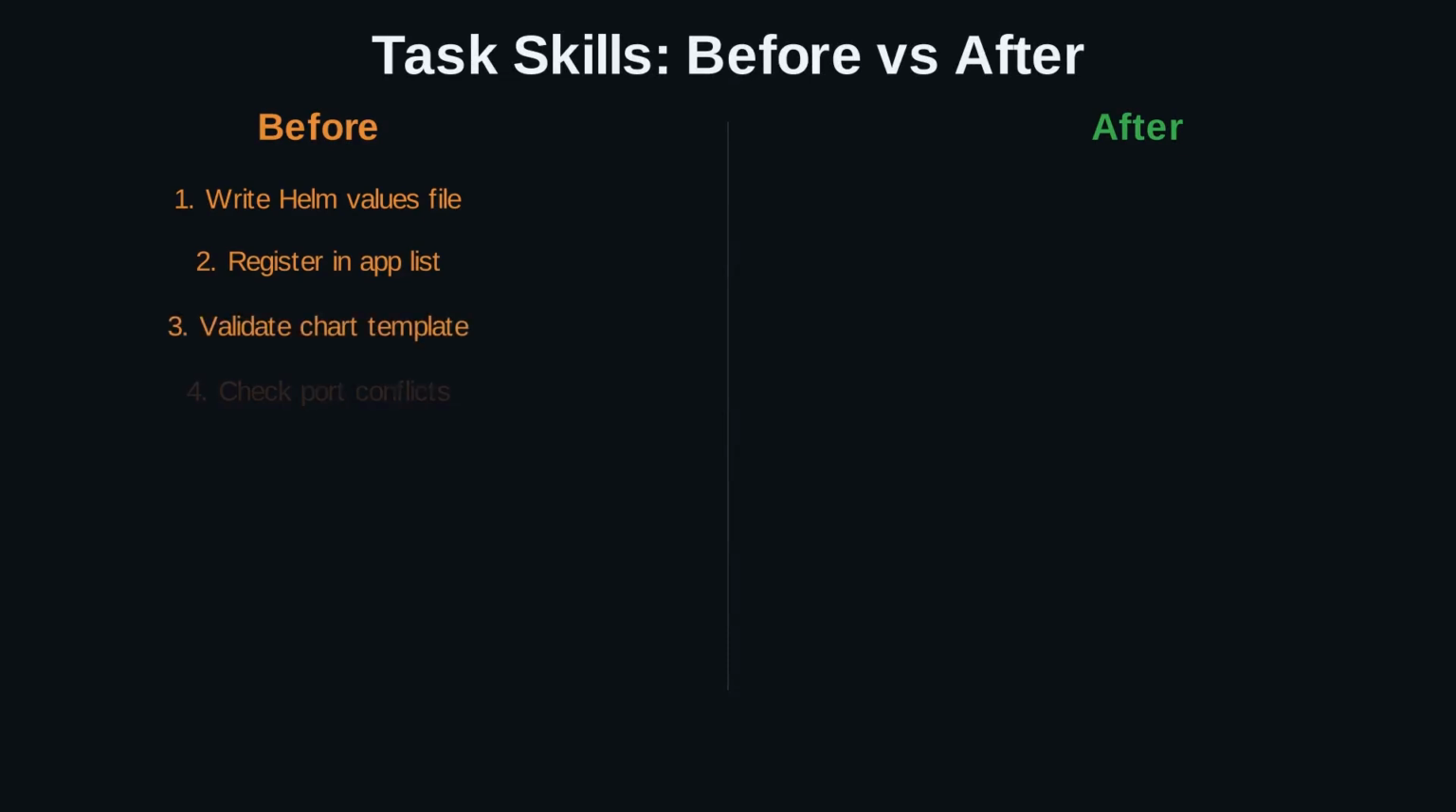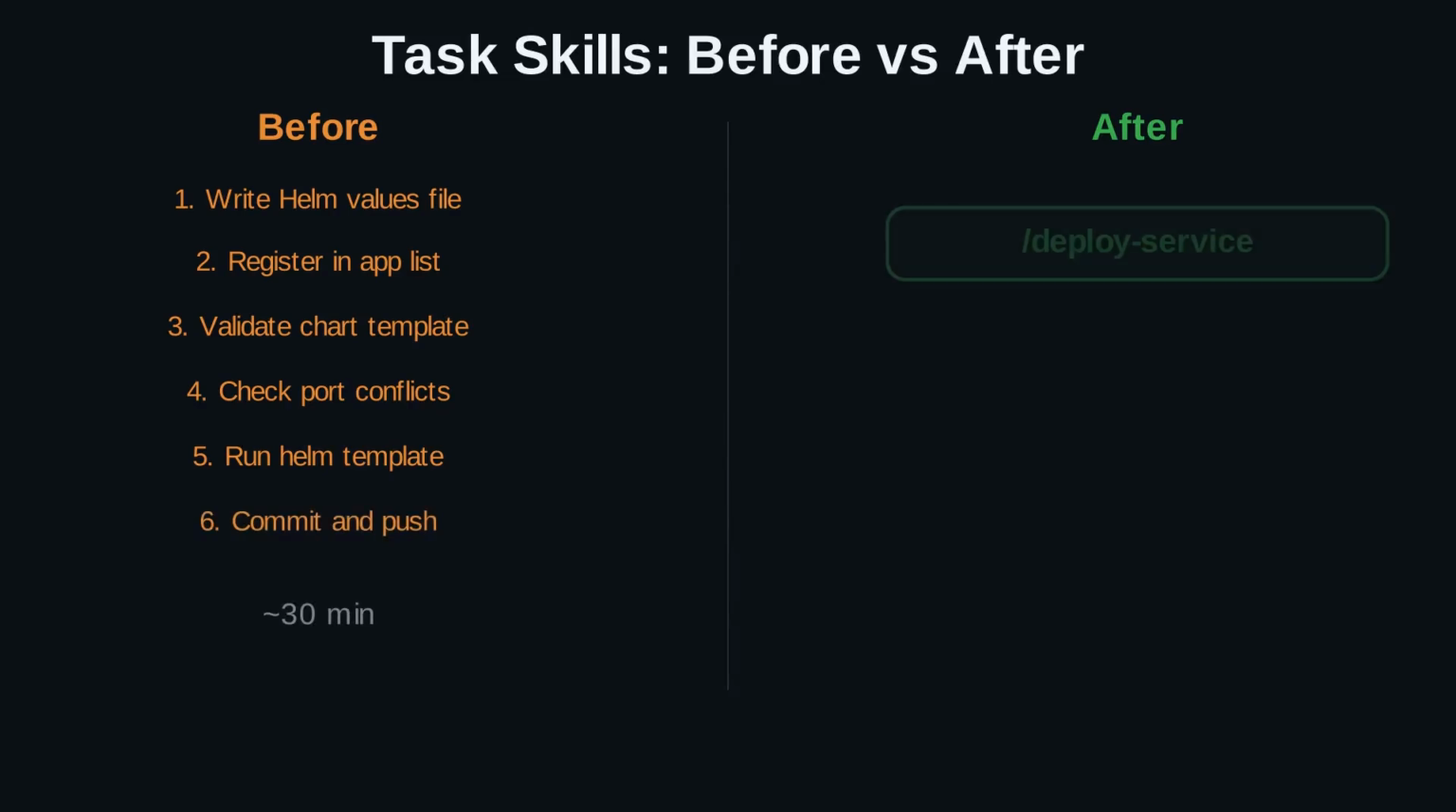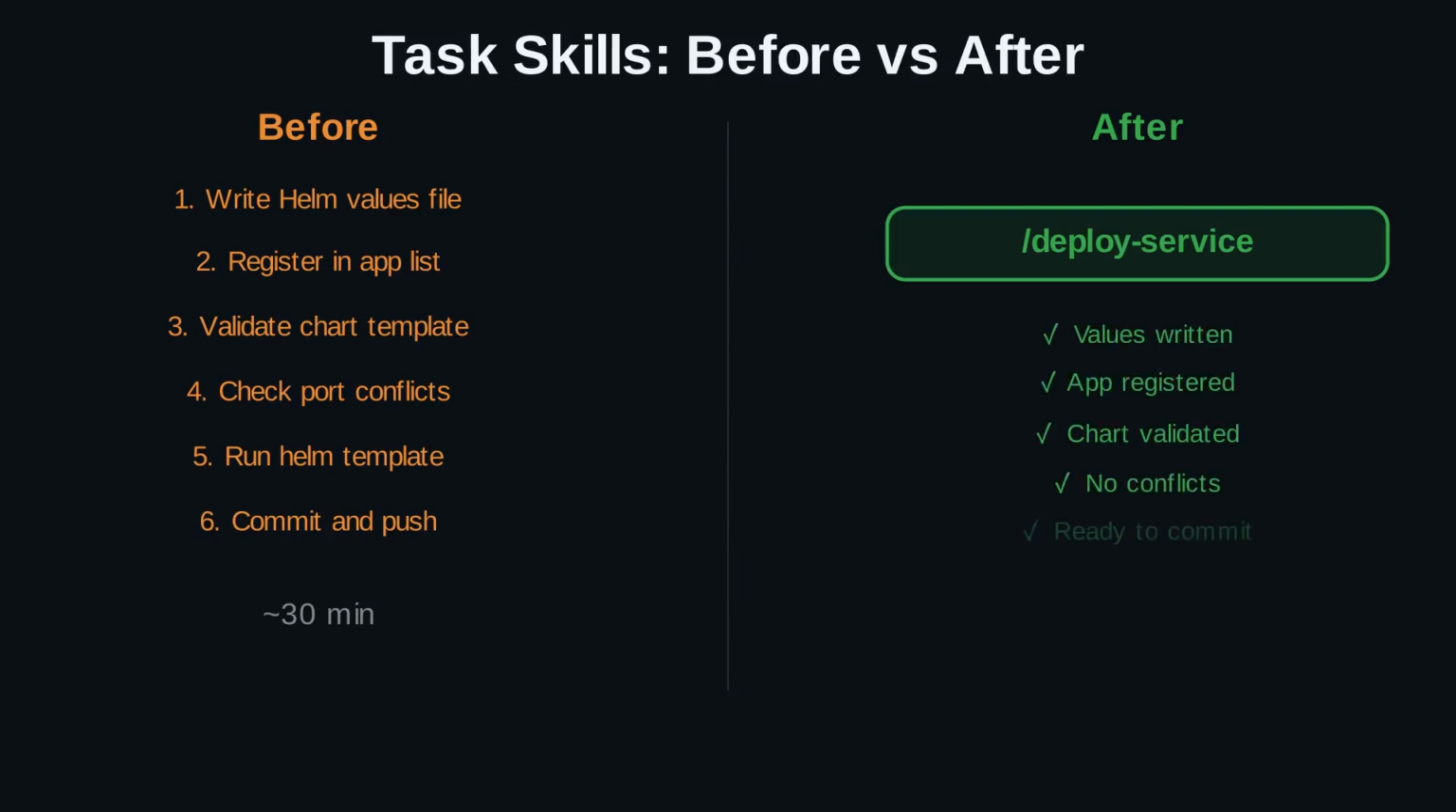Adding a new service to my cluster used to be a multi-step process. Write the Helm values, register it in the app list, validate the chart renders correctly, check for conflicts, run the template, then commit. Now it's one command. The skill knows the steps, knows the conventions, runs the validation, and flags anything off. Checking cluster status, git state, what's deployed, what recently changed, one command. Updating documentation after a code change, one command.